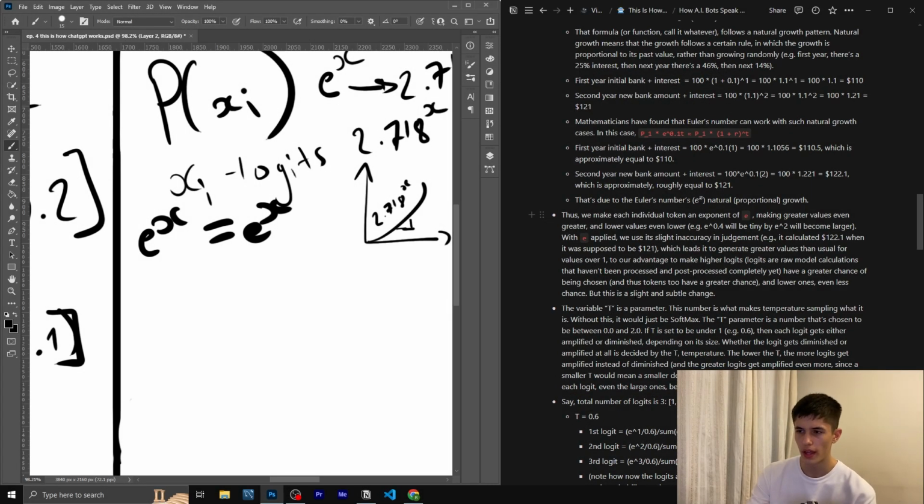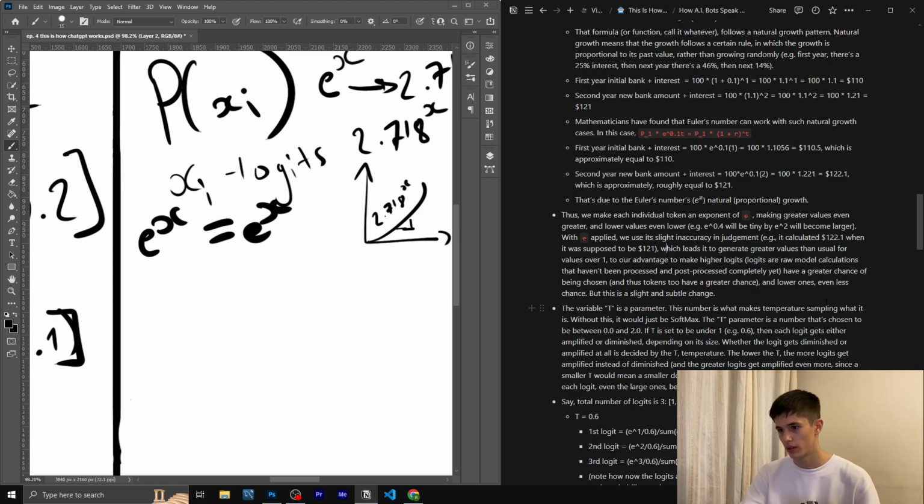But there's also something else that occurs here, which is important to cover. It's the difference between the logits. We will break this down with the variable t, the parameter. Here I wrote that this exponentiation causes values greater than 1 to become even greater, and values less than 1 to become even smaller.